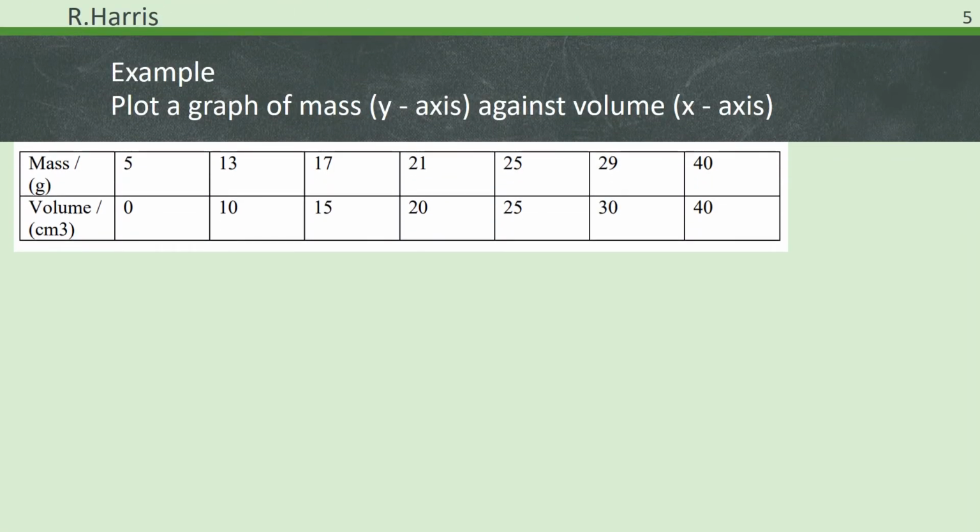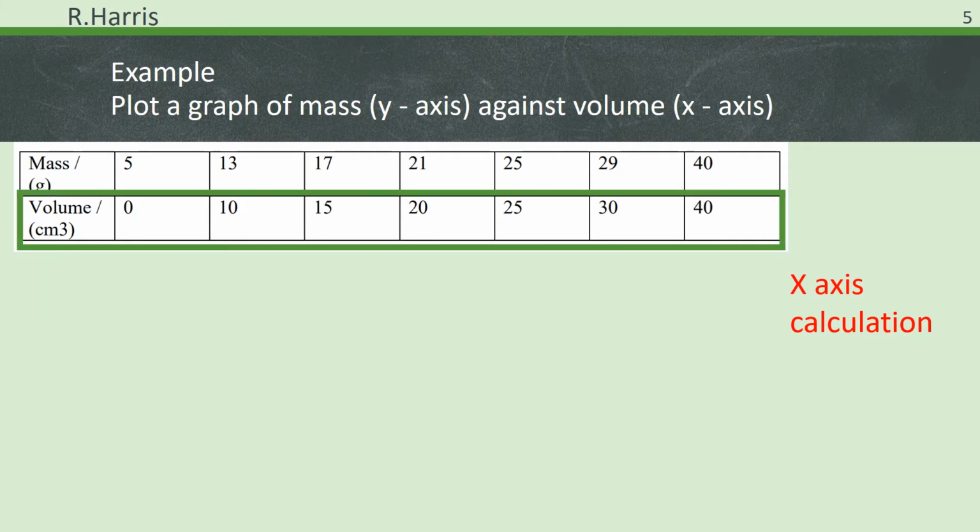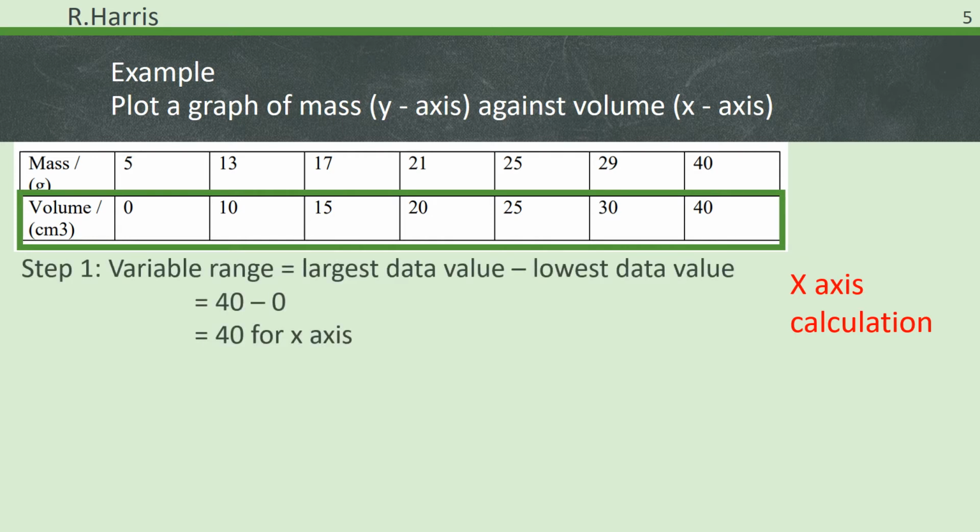So let's take a look at an example. The example states to plot a graph of mass, which will go on the y-axis, against volume, which will go on the x-axis. So let's start with the x-axis calculation. Based on the information given in the question, we know our focus will be on the volume section in the table. The first step is to find the variable range, which means it will be 40 minus 0. And please remember, since we know that we will be plotting from the origin, the lowest data value will be 0. Therefore, we get 40 centimeters cubed for the x-axis.